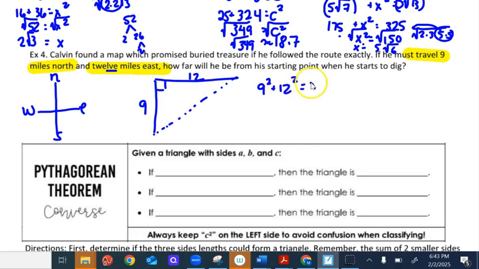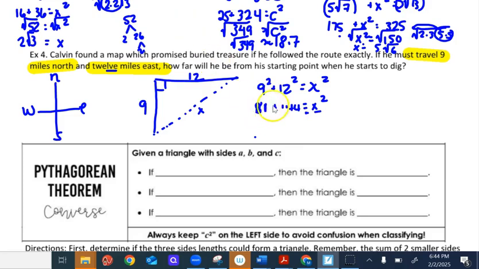Set up A, B, and C. Let's make that X right there. We've got an 81 and a 144. Square root both sides. I didn't mean to do it that way, so sorry. Let me just redo that because I'm getting bothered that I keep doing that. Okay, so no, this is the process.